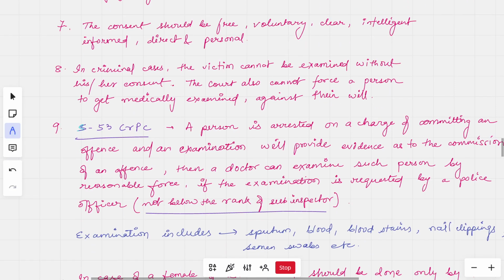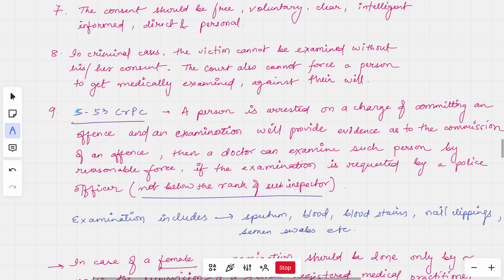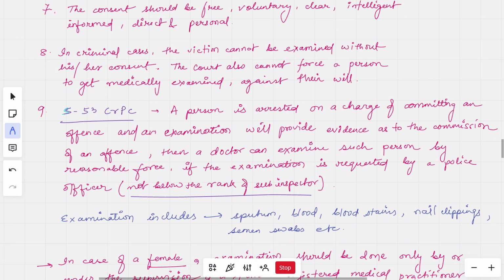Okay. So in point 9, section 53 CrPC, it says that if a person is arrested on a charge of committing an offense and an examination will provide evidence as to the commission of an offense, then the doctor can examine such person by reasonable force if the examination is requested by a police officer of rank not below the sub inspector.